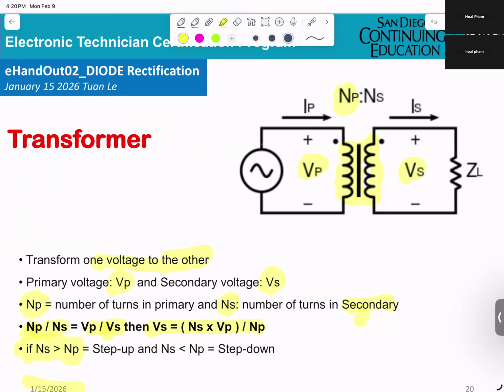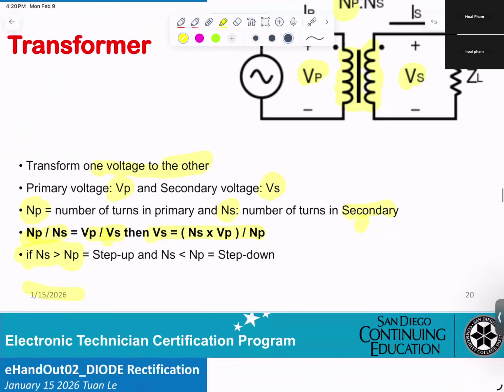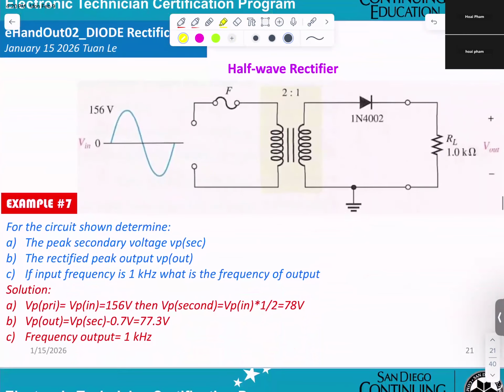For example, inside the computer they also need 12 volt power, but the voltage coming in is not 12, it is higher. They need the transformer to transform down to the voltage you want. If VP is higher than VS, that means step down. If VS is higher than VP, step up. Up and down.